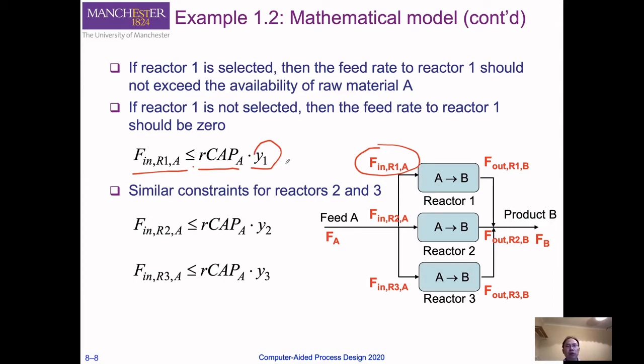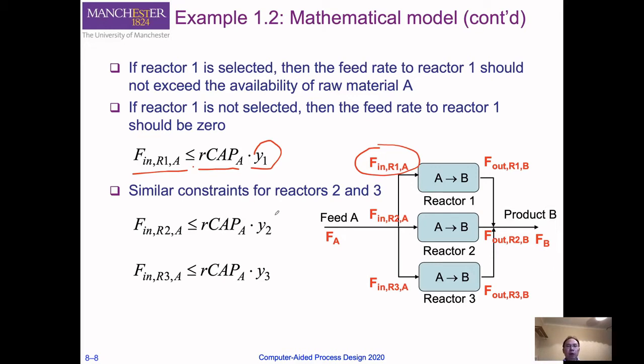Then it can make sure if reactor 1 is not selected, then the inlet flow rate is equal to 0. And if this reactor is selected, then the inlet flow rate of A should not exceed the maximum flow rate of A.